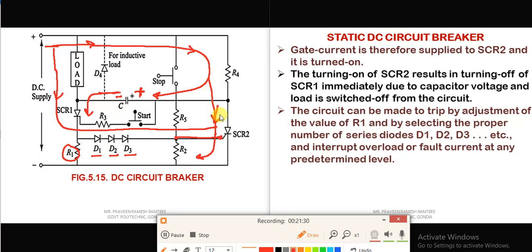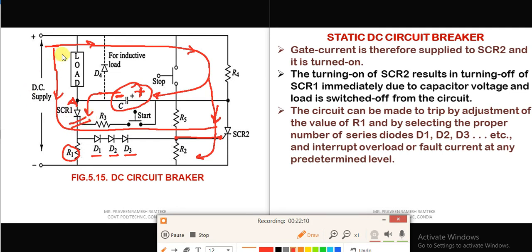Now as the SCR2 is triggered, the capacitor's left hand plate is having the negative potential. So this capacitor voltage, which is negative, is applied across the anode of SCR1, and once negative voltage is applied across the anode of SCR1, the SCR1 gets reverse biased and it will get turned off. So the action is cumulative.